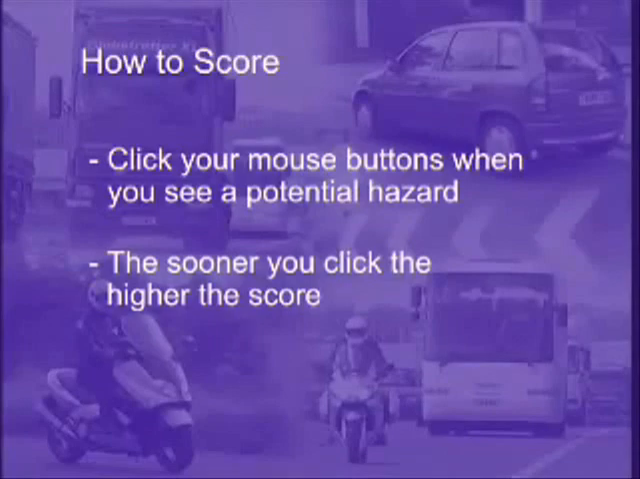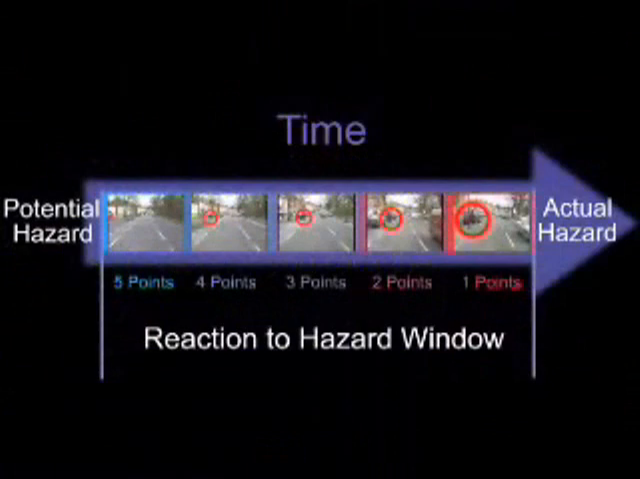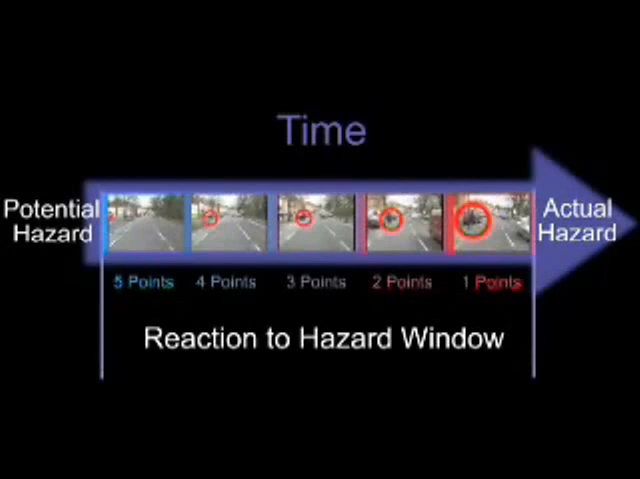The time taken for the potential hazard to develop into an actual hazard is divided into 5 equal segments. If you click while in the first segment of time, you will score 5, the second 4, then 3, then 2, then 1. If you click several times while the hazard develops, the program will always take the highest score.